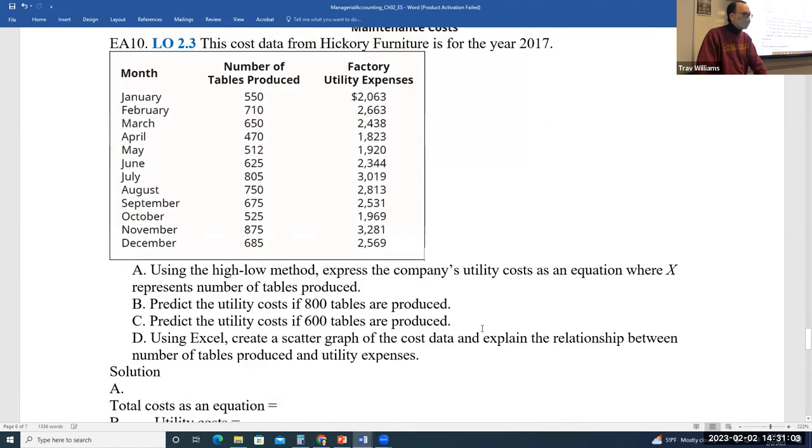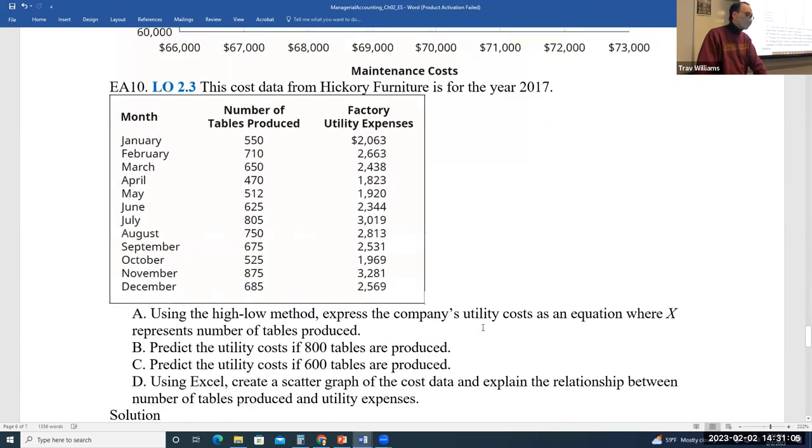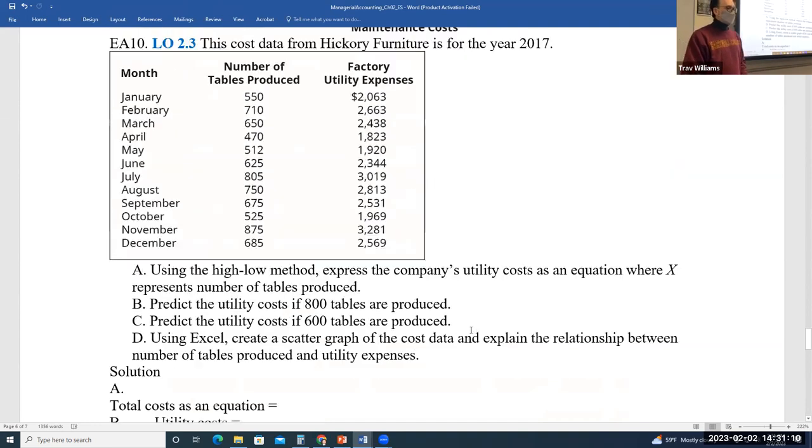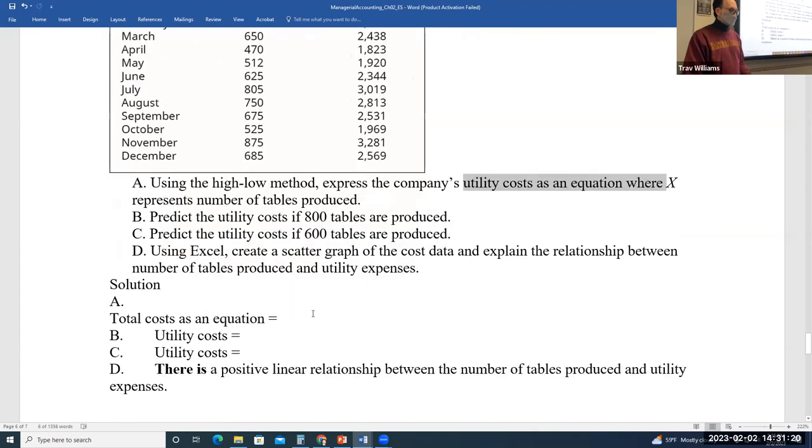Oh, we didn't do 10 yet, did we? So let's do 10. Looks like we have another high-low method. I forgot about this one. So basically, same thing here. Express the company's utility costs as an equation. Okay. So we know the basic equation is y equals a plus bx. But we will fill that in as we actually calculate the numbers.